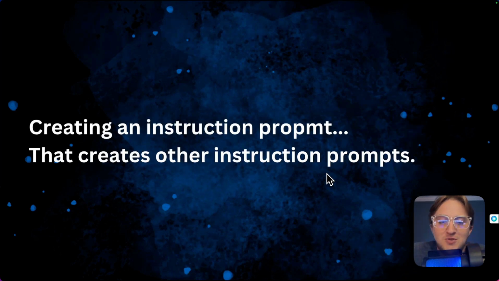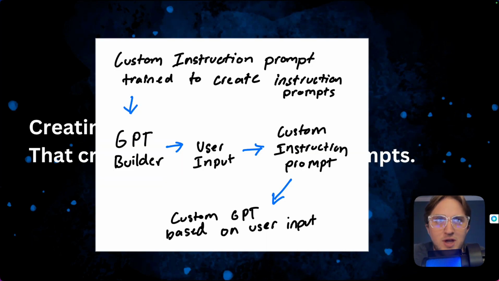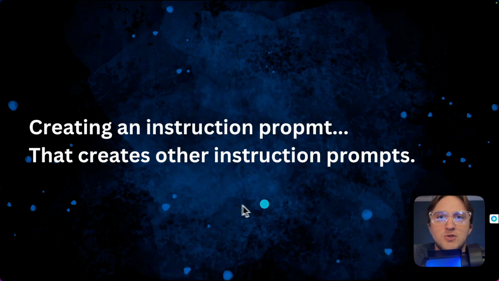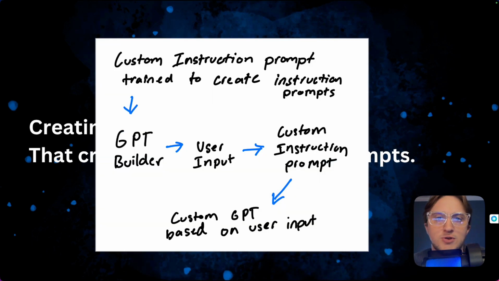We essentially have to create an instruction prompt that creates other instruction prompts. The version of ChatGPT that we're using is sophisticated enough to handle the user's input, and based on that input, it will determine what kind of instruction prompt it needs, and I'll show you that in a second.